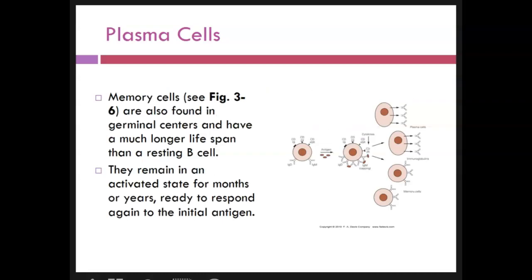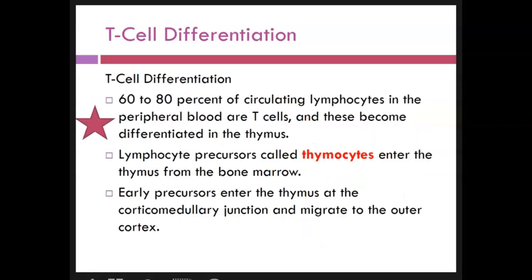This is explaining memory cells, which we don't really need to go into. But memory cells are ready to make antibodies if they come into contact with an antigen that they've seen before. So now we're going to talk about T cells.